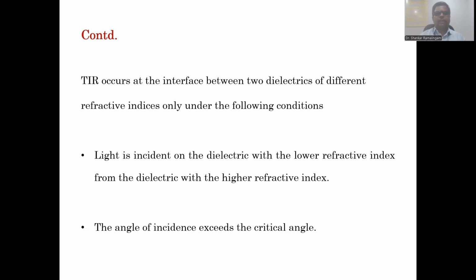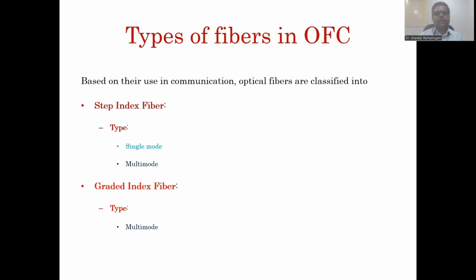By this time, everyone would have understood how our optical cable core keeps the light confined within it. It is because of total internal reflection, which arises from the varied refractive indices, a higher refractive index in the core and a lower refractive index in the cladding, right? So now let us move on to the next slide, which shows the types of fiber in optical fiber communication.